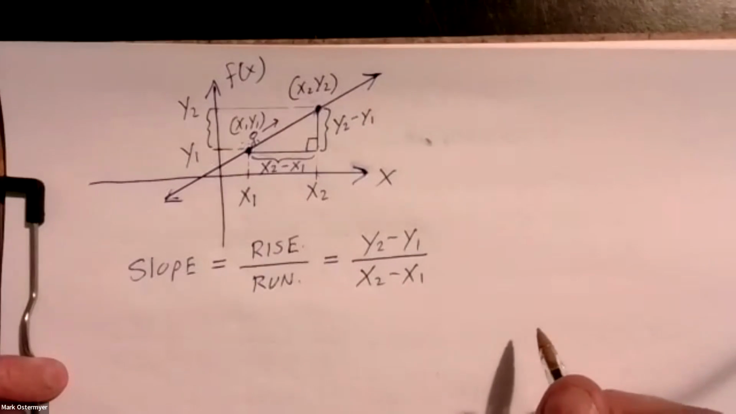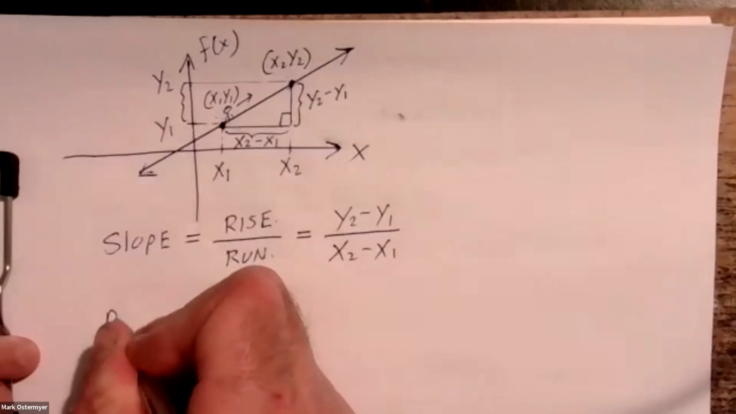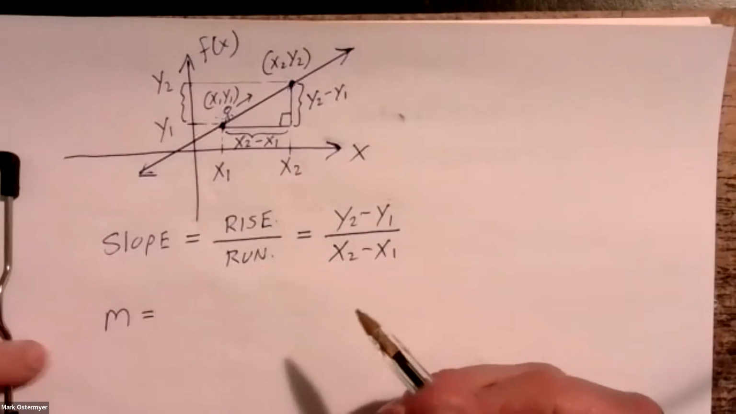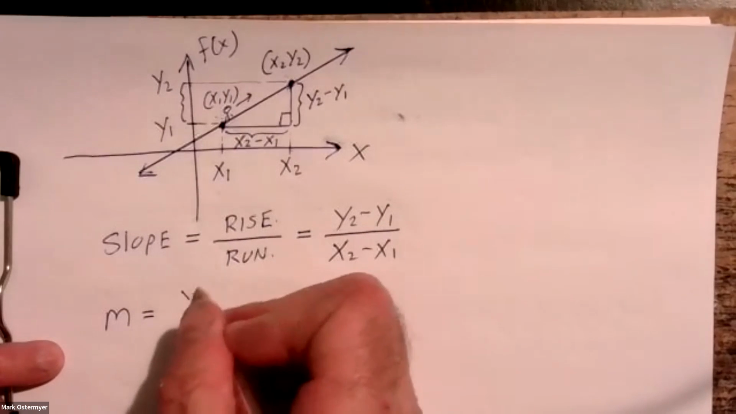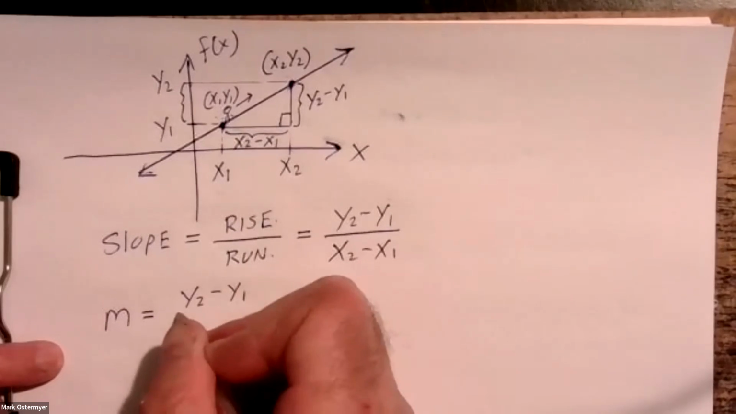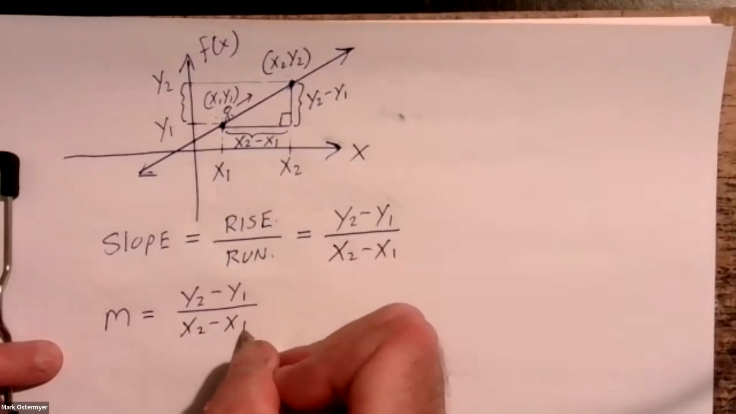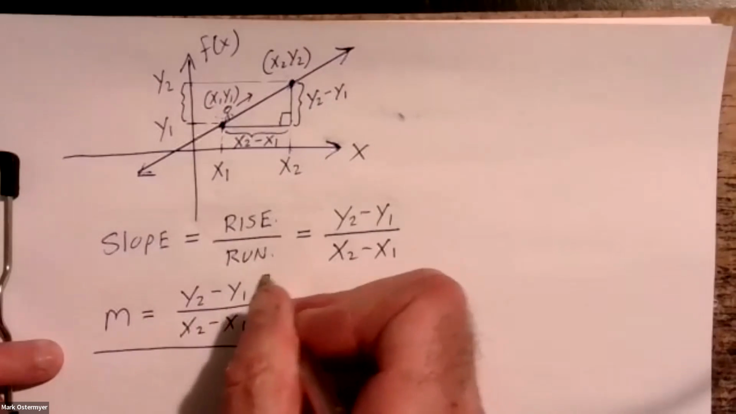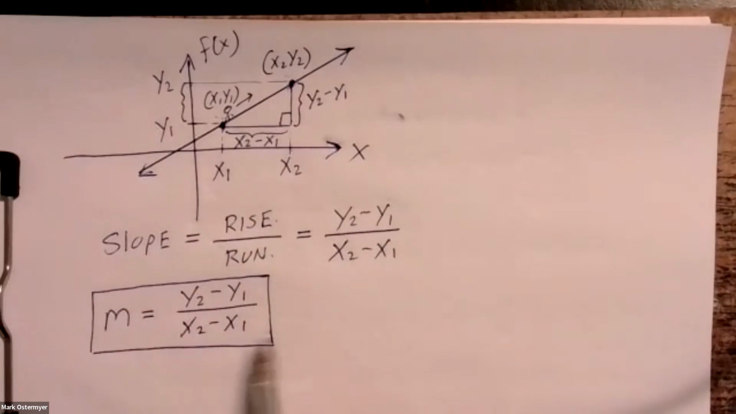And by the way, in all textbooks that you'll ever look at in mathematics, they always use m for the slope. So therefore, the slope of a line given 2 points on a line is going to be equal to the difference between the y coordinates of the point divided by the difference between the x coordinates of the 2 points in question. This is called the slope formula. It will enable me to compute the slope of any line just so long as I have 2 unique points on the line.